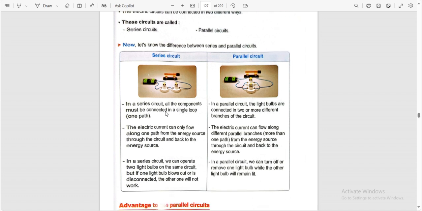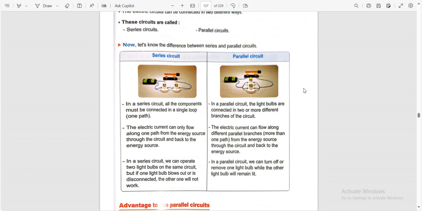In a series circuit, all the components are connected in a single loop, in one path, in one way, and the electric current can only flow one path, and it has to move from one component to another. So it starts from the battery to the switch, to the wire, to the first device, wire, second device, and wire to the battery, and moving on and on and on. So this is how electricity moves in series circuits.